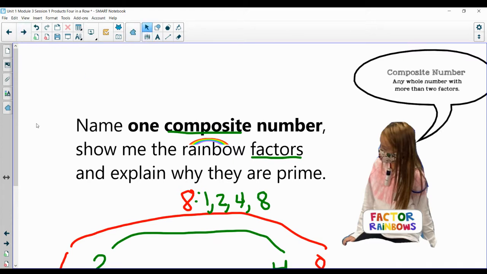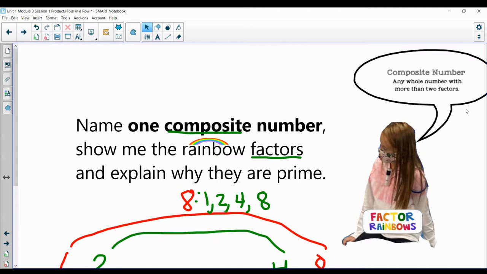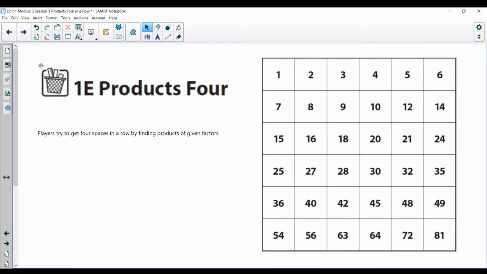I'm going to pause right there and see if you can write one down too. All right, so hopefully you had more than 1 factor on yours. All right, so this is the game we played, and it's called Products of 4. You're going to try getting 4 in a row, 4 horizontal, or 4 vertical, or on any kind of diagonal.